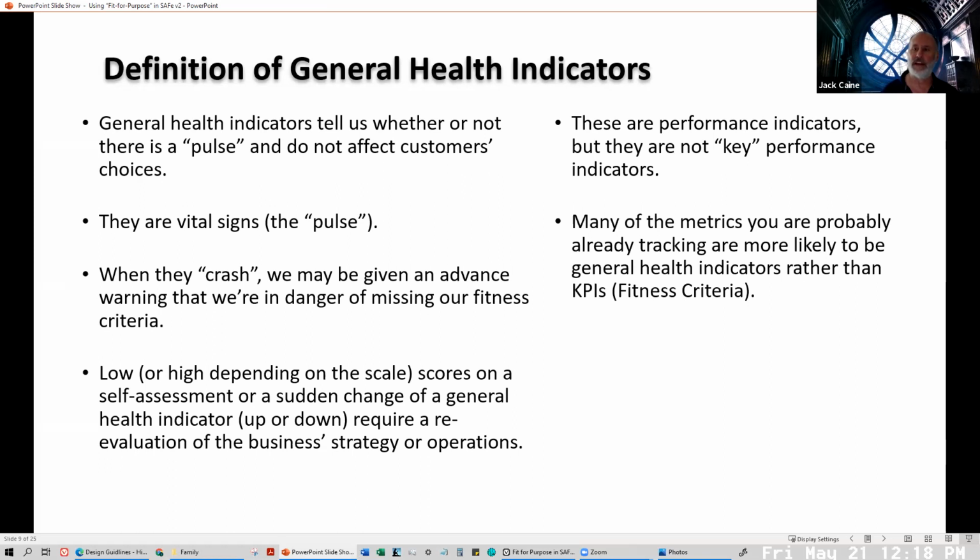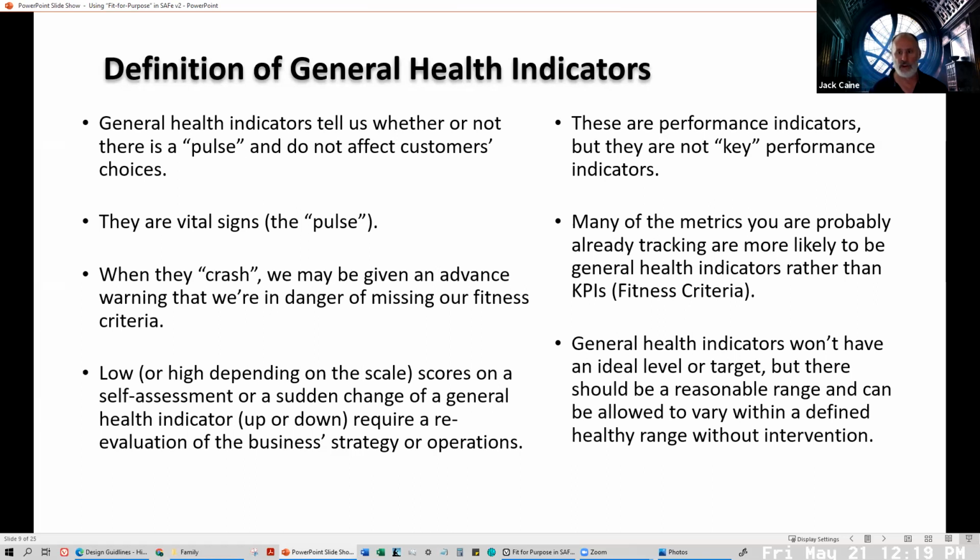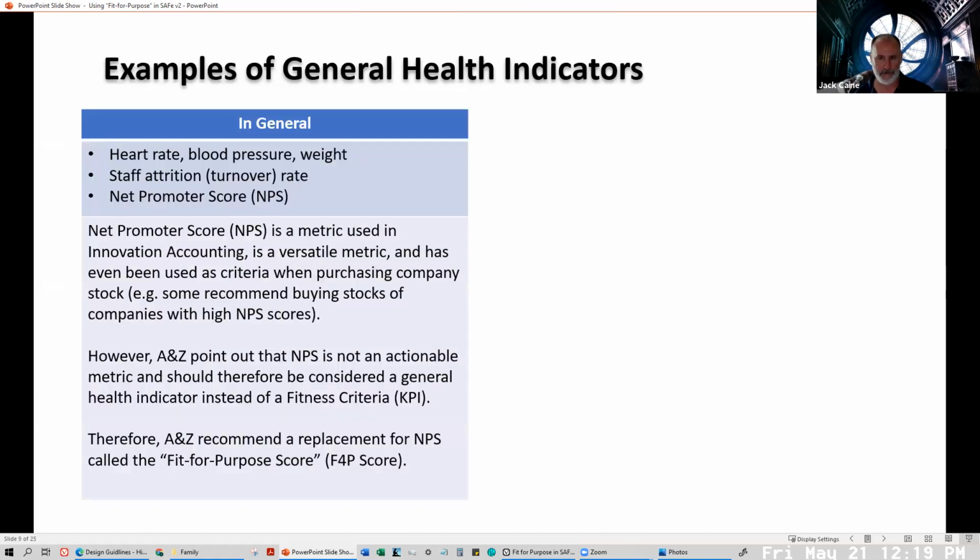So many of the metrics that you're probably already tracking are more likely to be general health indicators rather than KPIs, key performance indicators or fitness criteria. So general health indicators won't have an ideal level or target, but there should be a reasonable range and can be allowed to vary within a defined healthy range without intervention. Okay.